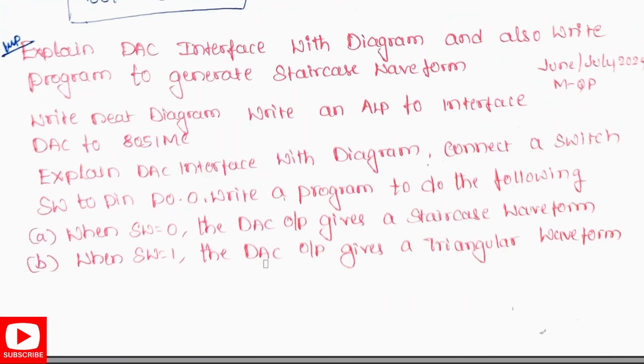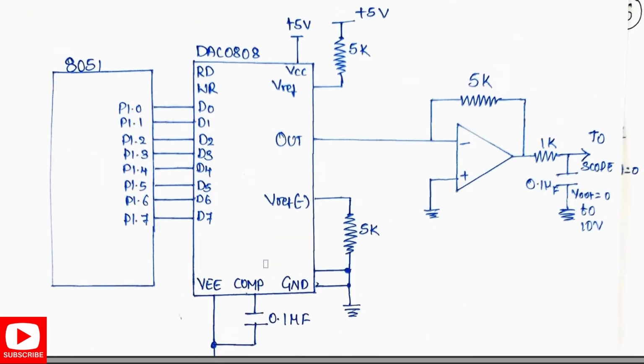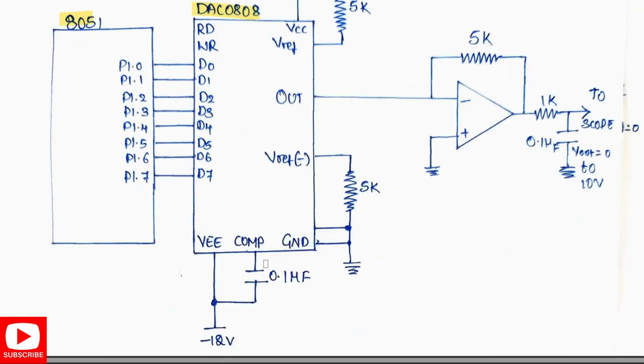Now the type of question they ask is that you have to explain the interfacing diagram and then you have to write a program either for the staircase waveform or they may ask you for the triangular waveform also. So let's see here. This is our interfacing diagram, 8051 to DAC 0808, where we then get the output.